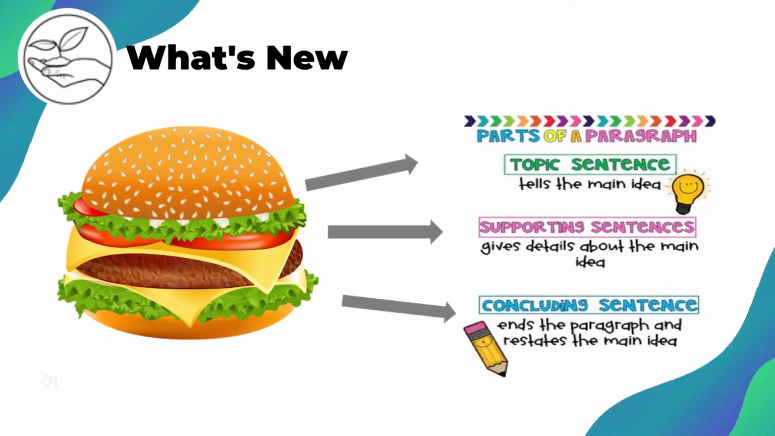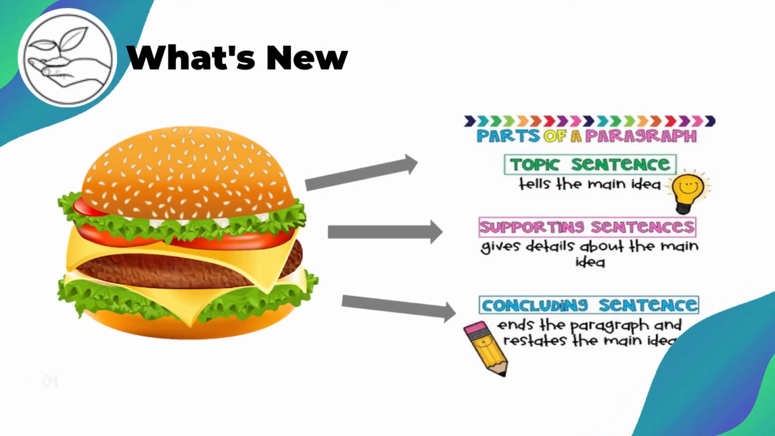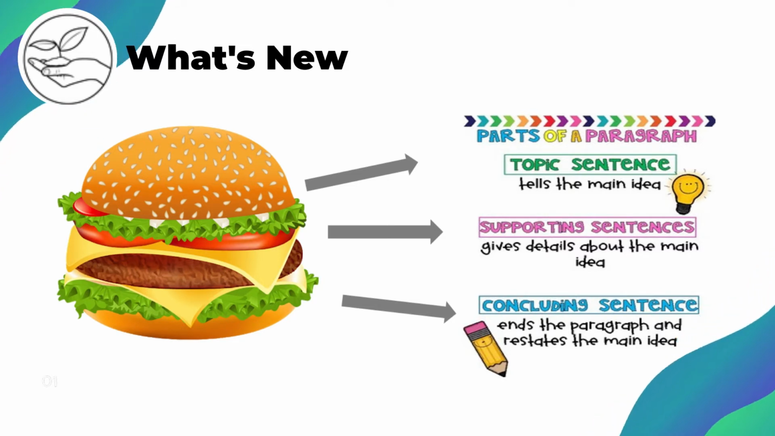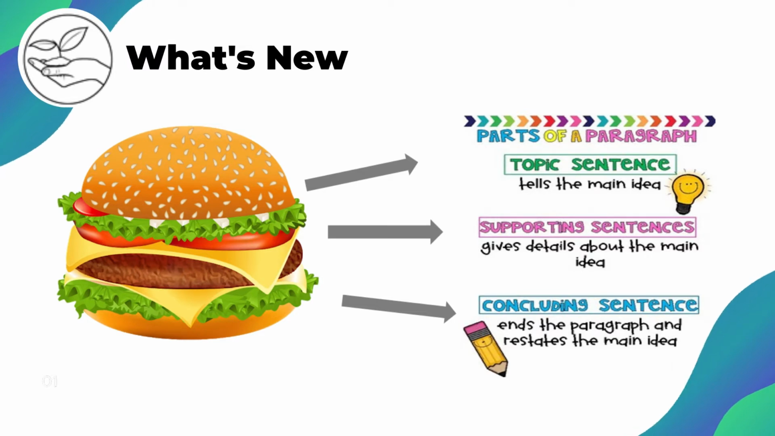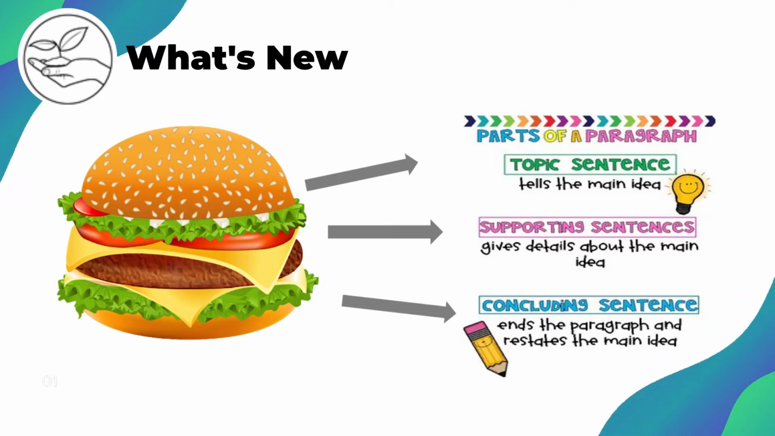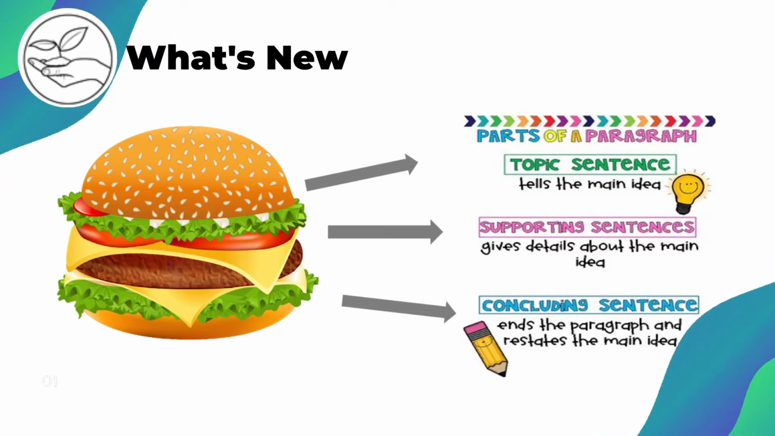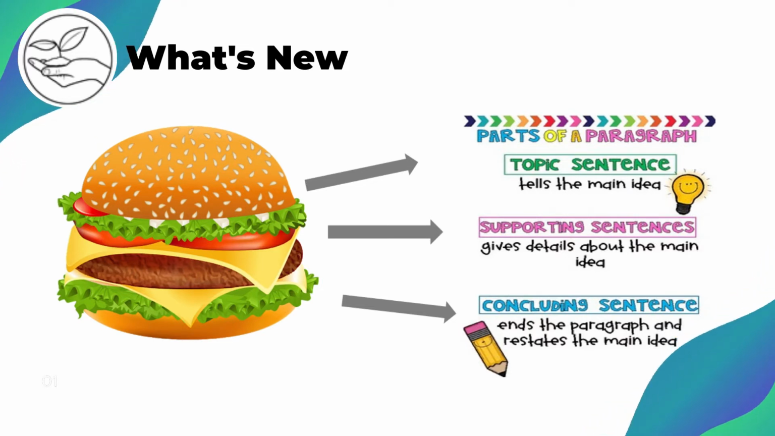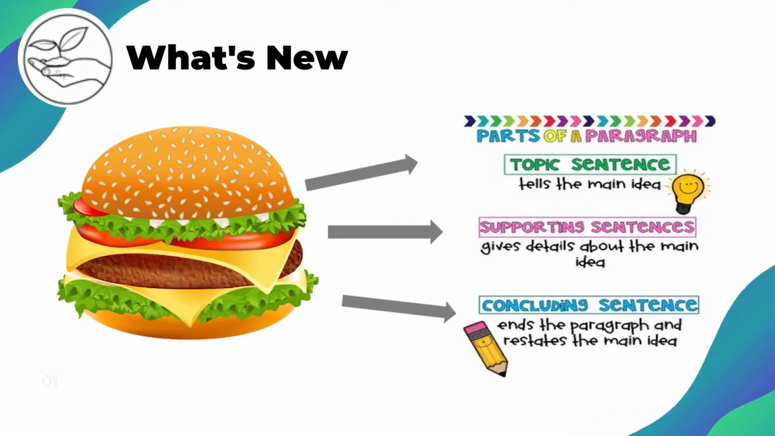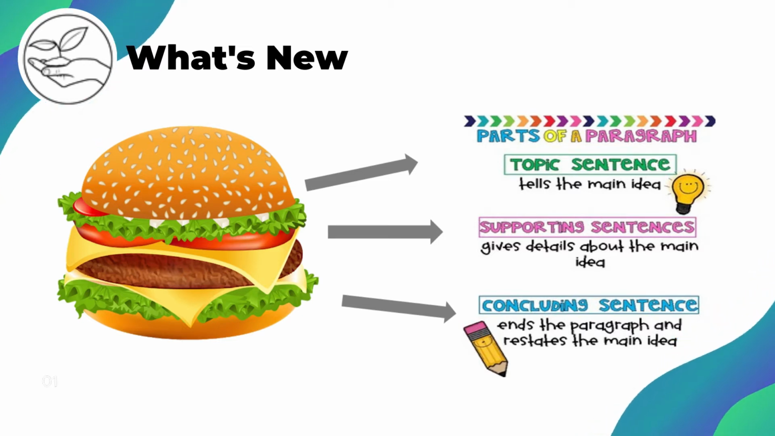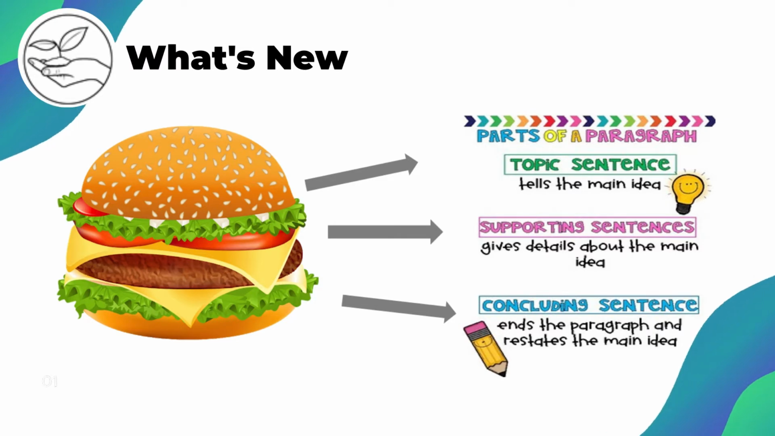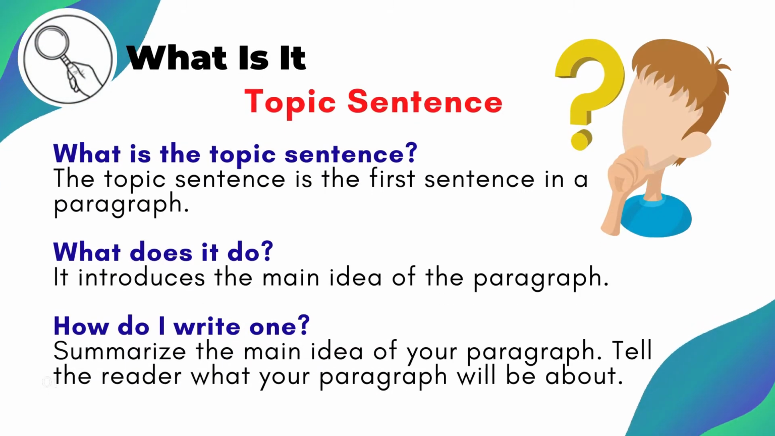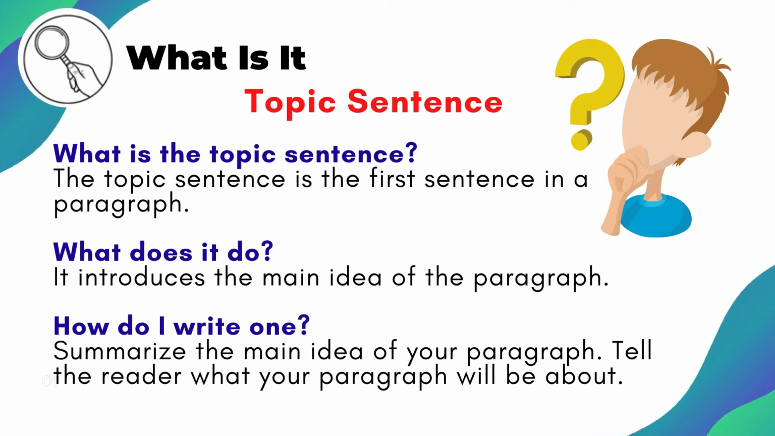A paragraph is just like this burger. It has 3 parts. The top bun is like the topic sentence. The patty, the cheese, the tomatoes, and the cabbage are like the supporting sentences. It is found in the middle. And the bottom bun is like the concluding sentence. It ends the paragraph. A good paragraph is just like this burger. It has 3 parts.